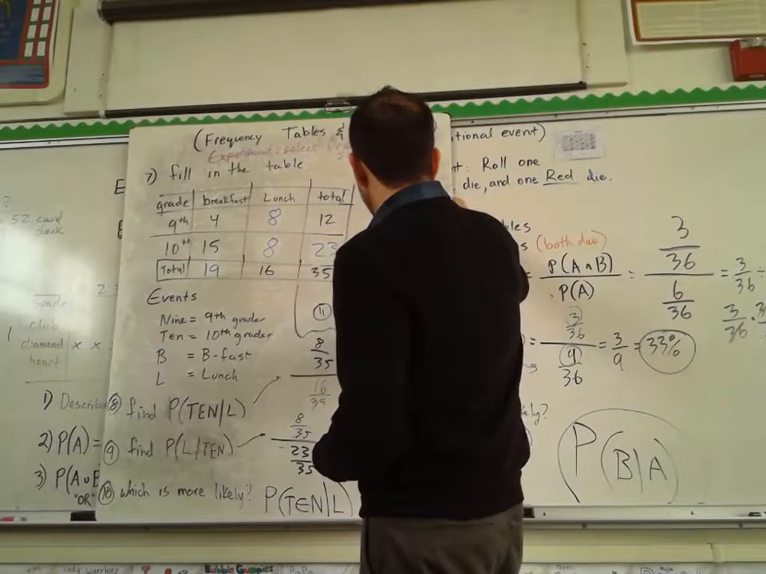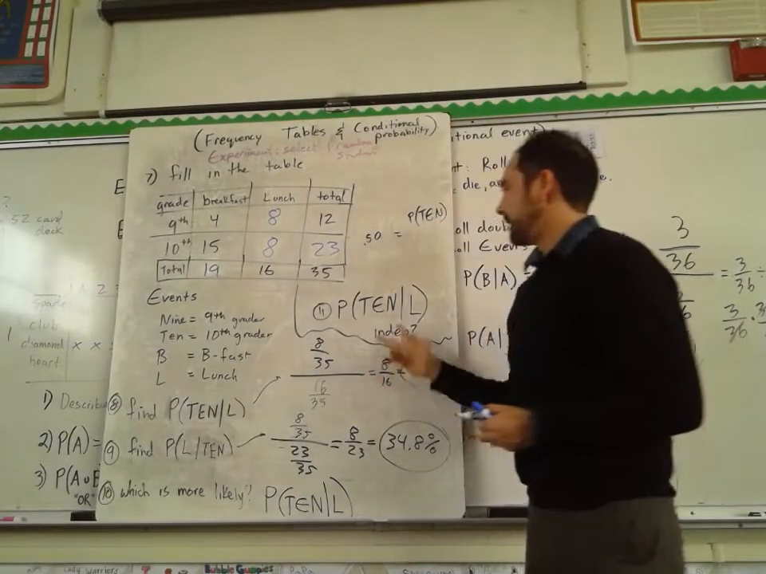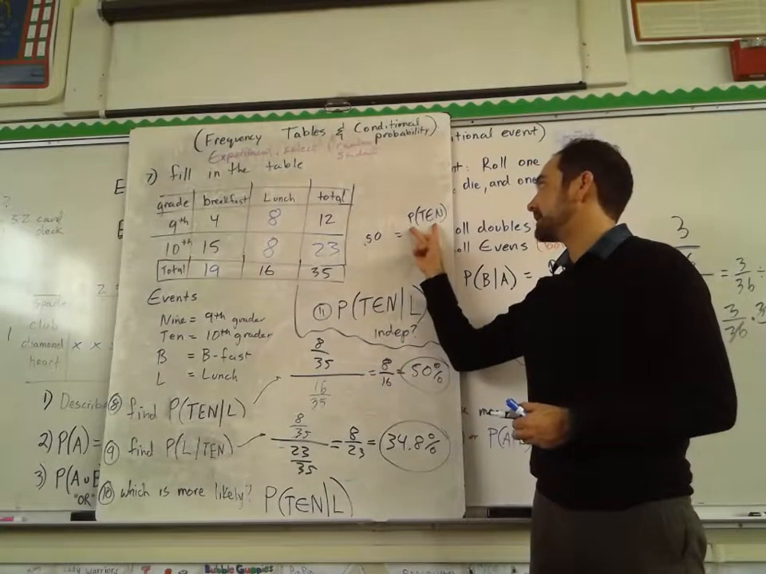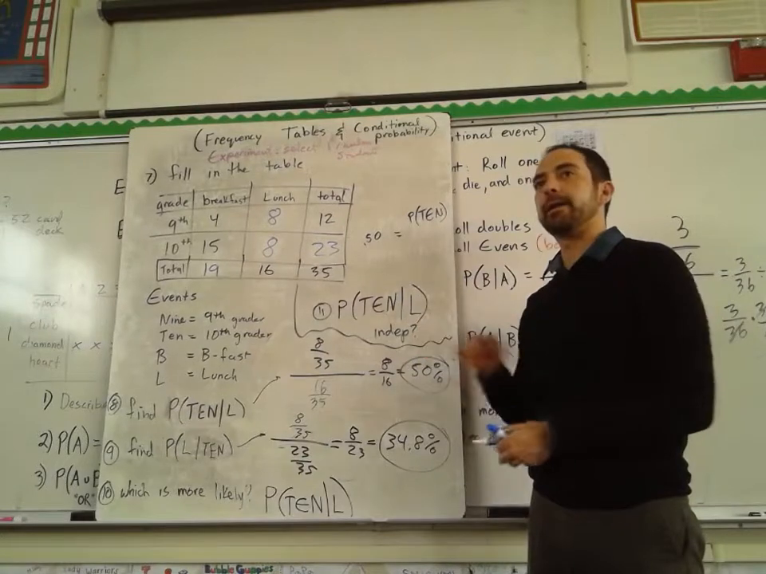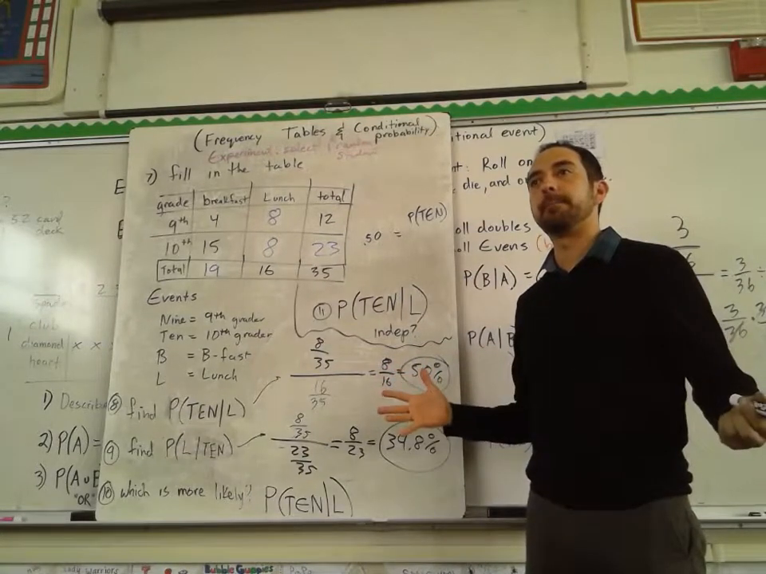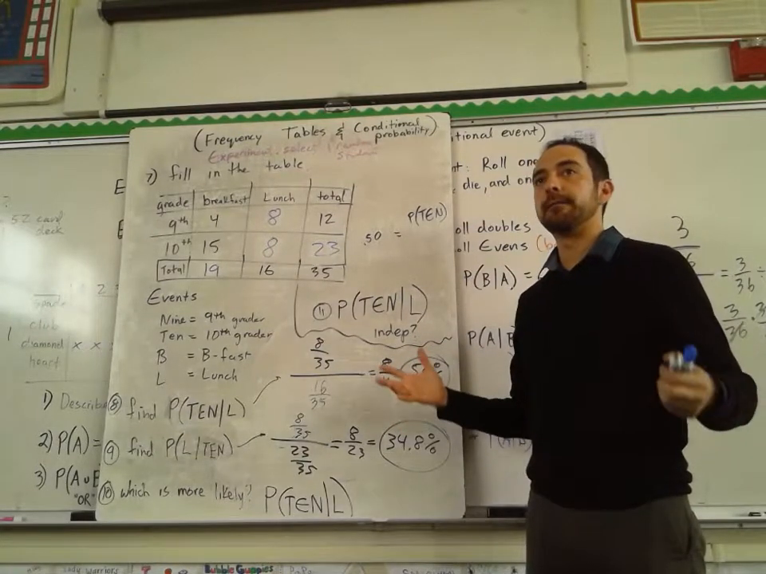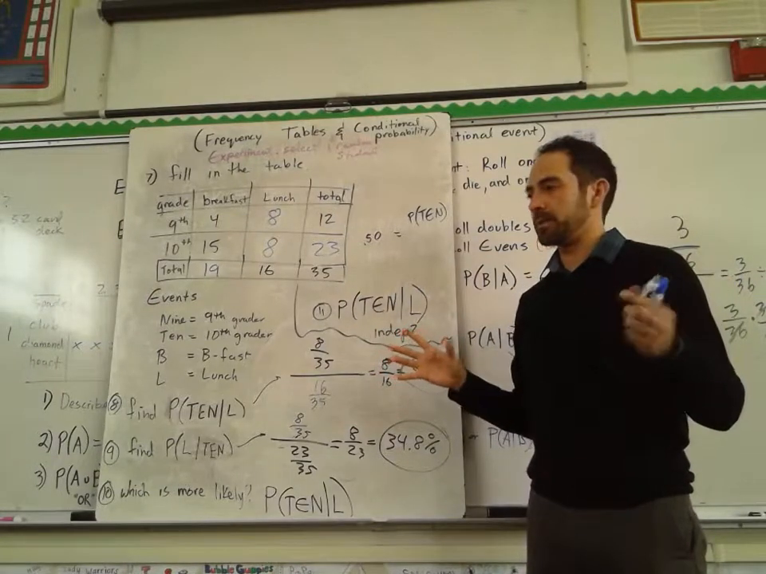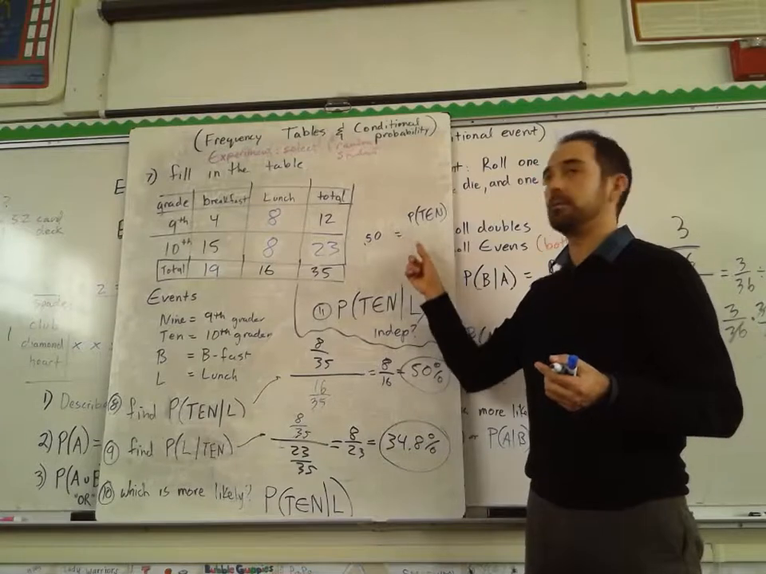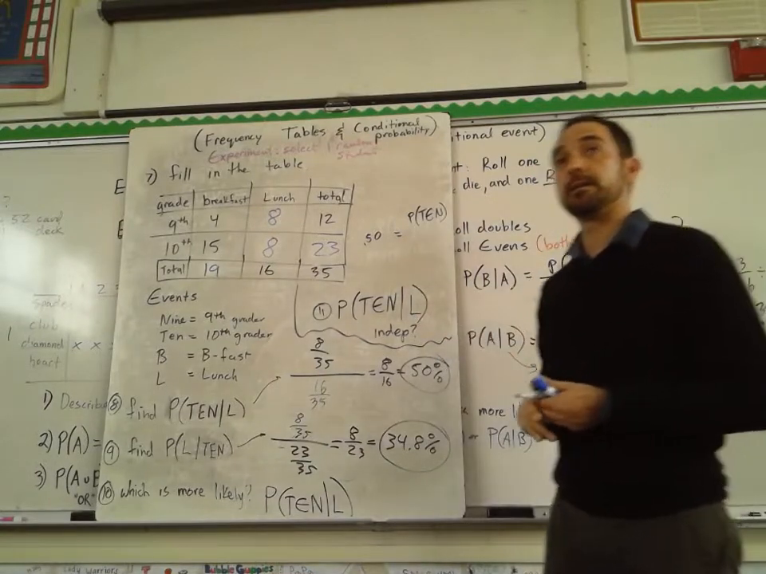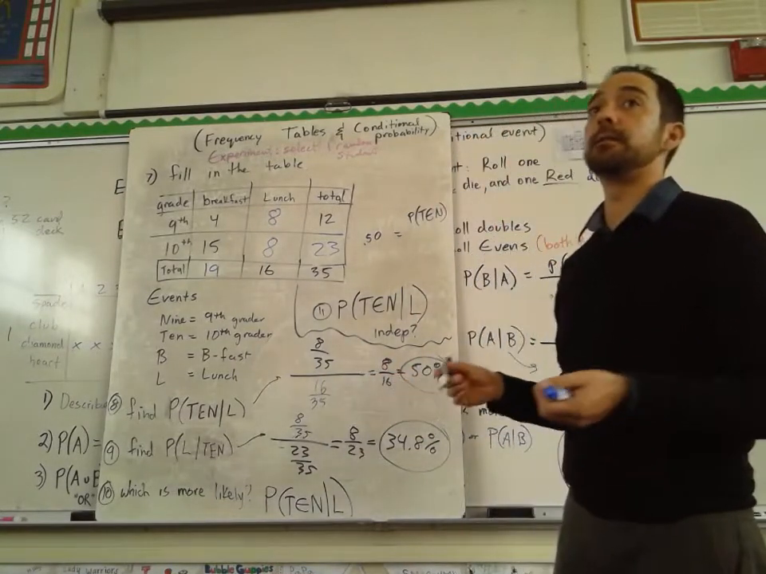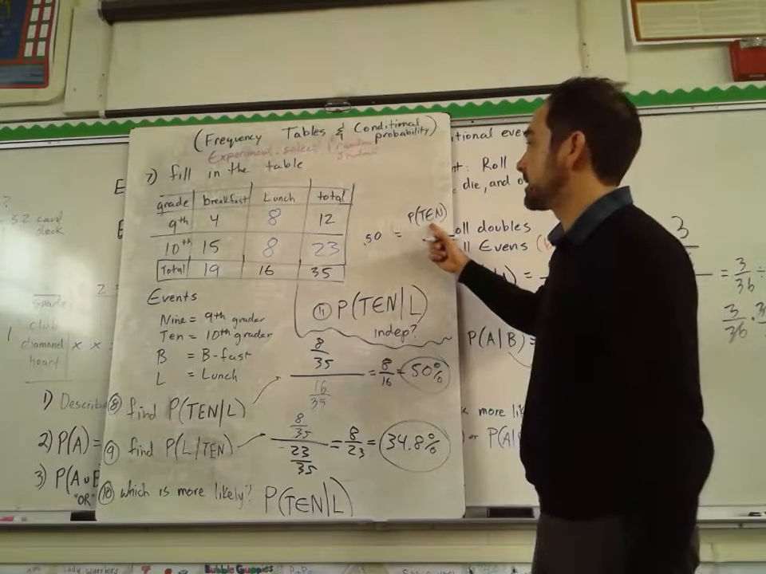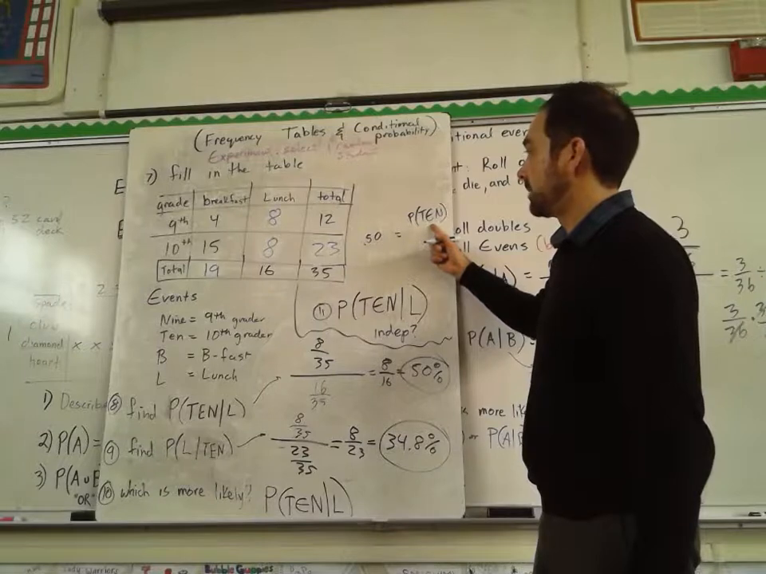Again, remember this. If the probability of 10 given L is the same as the probability of 10, then the given L had no effect, and they'd be independent. If there's more than a 1% difference, and these things aren't equal, then they are dependent, and you'll have to describe it. Slightly dependent, dependent completely. All right, so what is just the probability of getting a 10th grader?